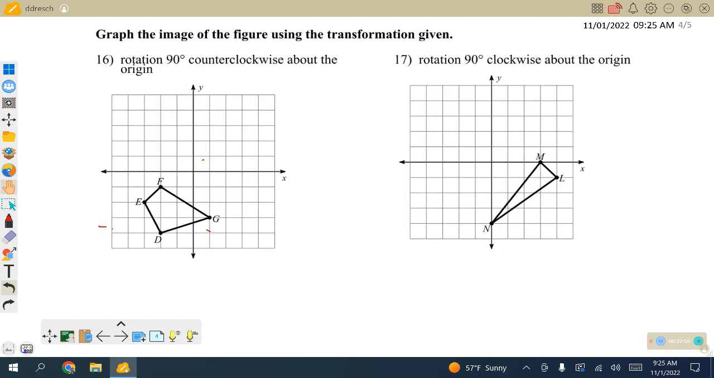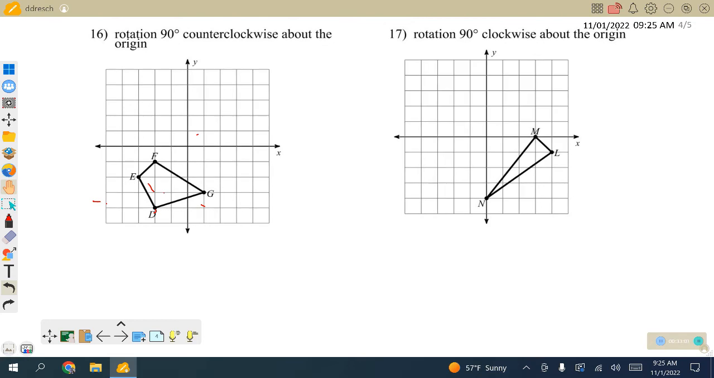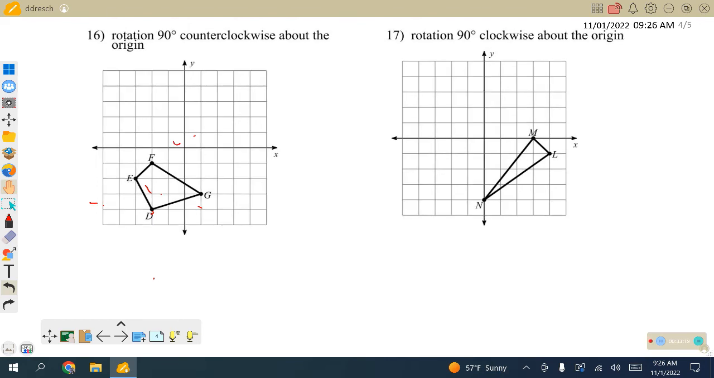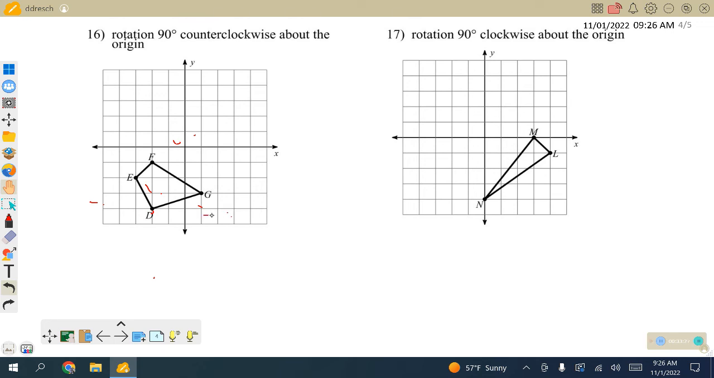So on mine, what are we going to do? 90 degrees counterclockwise. So how many turns of the paper do I need to do? 1 turn. This is 4 quadrants, right? Each quadrant is 90 degrees, right? So I'm keeping track of that origin and that turn, and 1 turn of the paper does this for me. It lands that quadrilateral just like this.